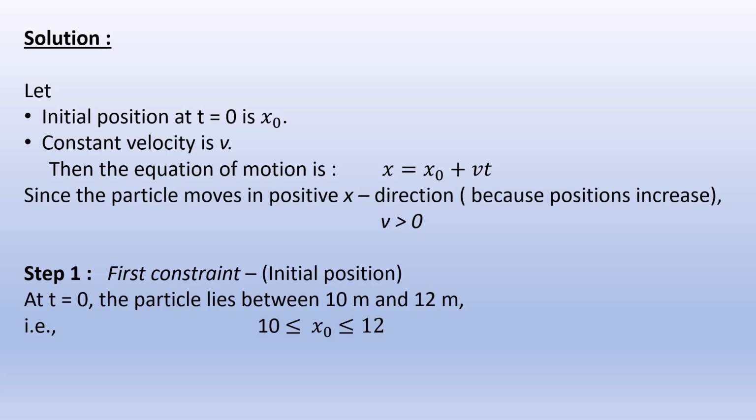Now our step 1. This is the first constraint, which indicates the initial position. Here at t equal to 0, the particle lies between 10 meters and 12 meters. That is, the initial position x naught is greater than or equal to 10 and also less than or equal to 12. So the range of x naught would be between 10 meters and 12 meters.